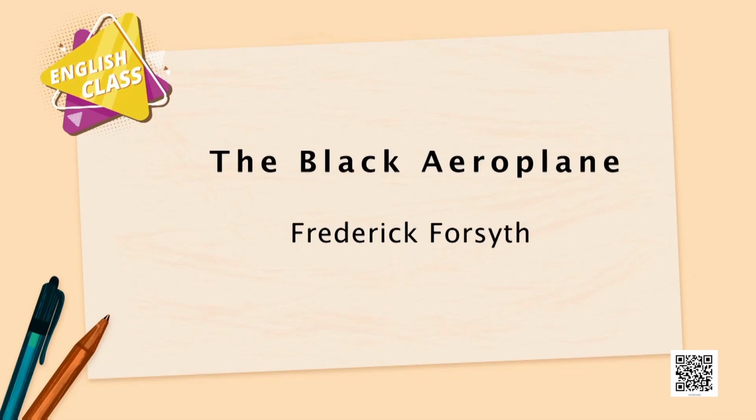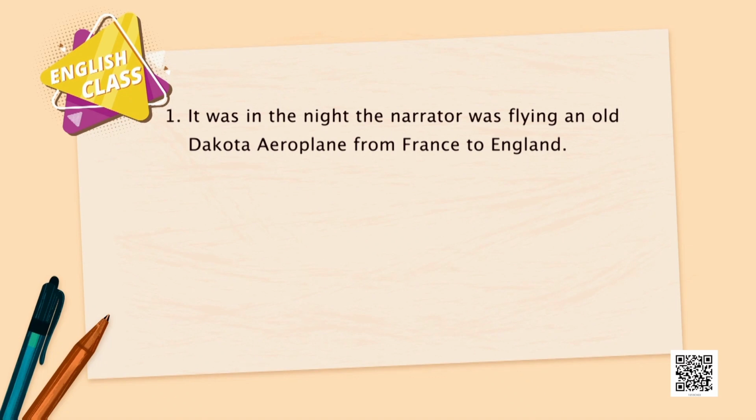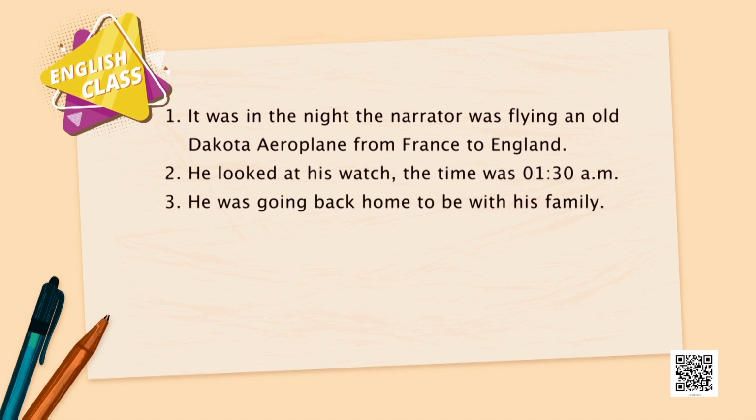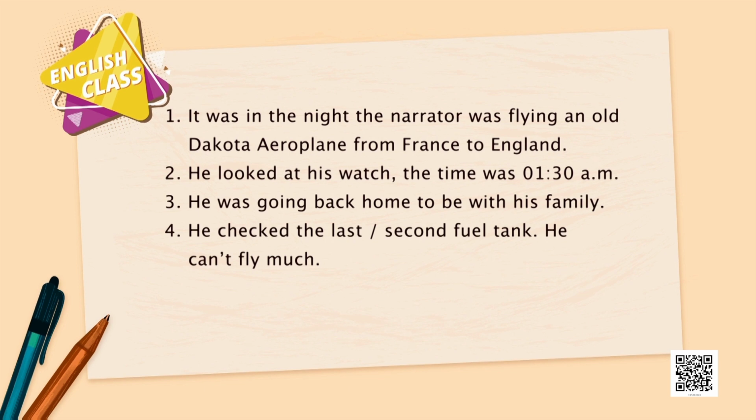The Black Aeroplane, Frederick Forsyth. Here is the summary. It was night, the narrator was flying an old Dakota aeroplane from France to England. He looked at his watch. The time was 1:30 a.m. He was going back home to be with his family. He checked the second fuel tank. There are two fuel tanks in any aeroplane. If one goes off, the other one works. Now, he is running on the reserve.